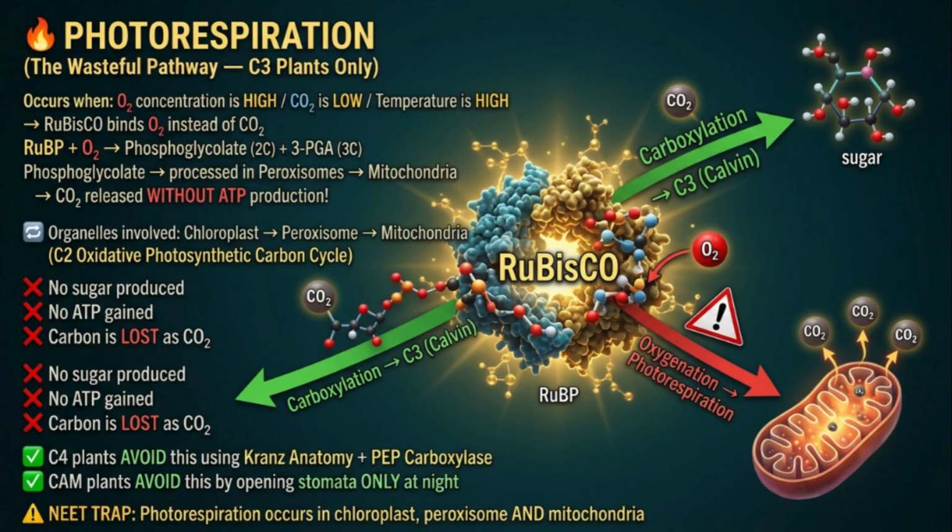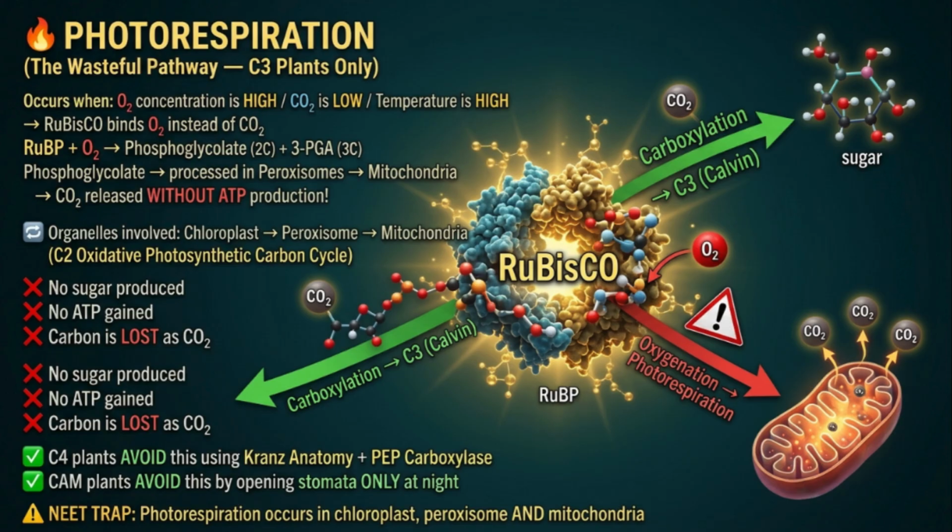When RuBisCO binds O2, RuBP reacts with oxygen instead of CO2, forming a 2-carbon compound called phosphoglycolate. This compound is then processed through the peroxisome and mitochondria, eventually releasing CO2, but producing no ATP, no sugar. Carbon is completely wasted. This is why it's called photorespiration. It's a light-driven respiration that wastes fixed carbon. It can reduce photosynthetic efficiency in C3 plants by up to 25% in hot conditions.